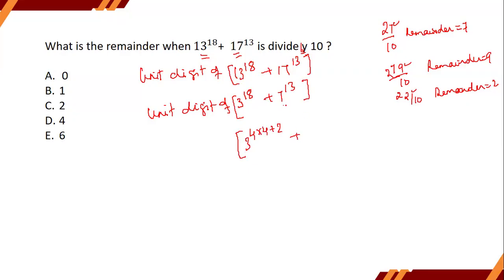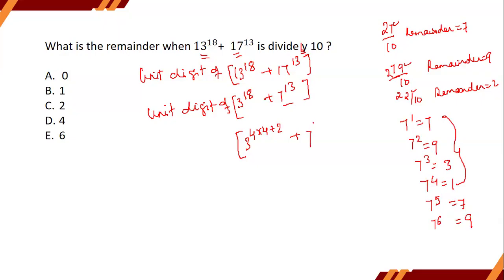But we need to check the pattern for 7. Let's start with the least power. 7 power of 1 is 7. 7 squared is 9. 7 cubed is 3. 7 power of 4 is 1. And then 7 power of 5 is 7 again. So we can see that the pattern repeats after every 4th term. So we again write the power as a multiple of 4: 4 into 3 plus 1.